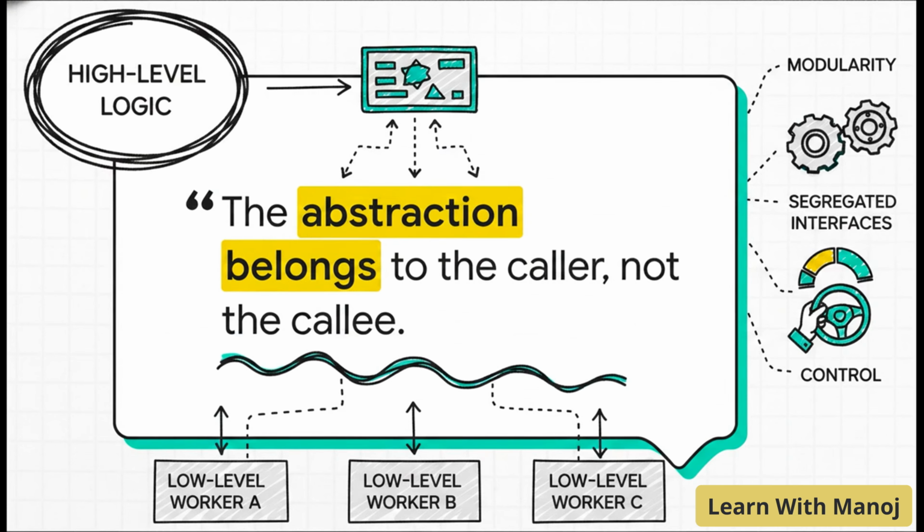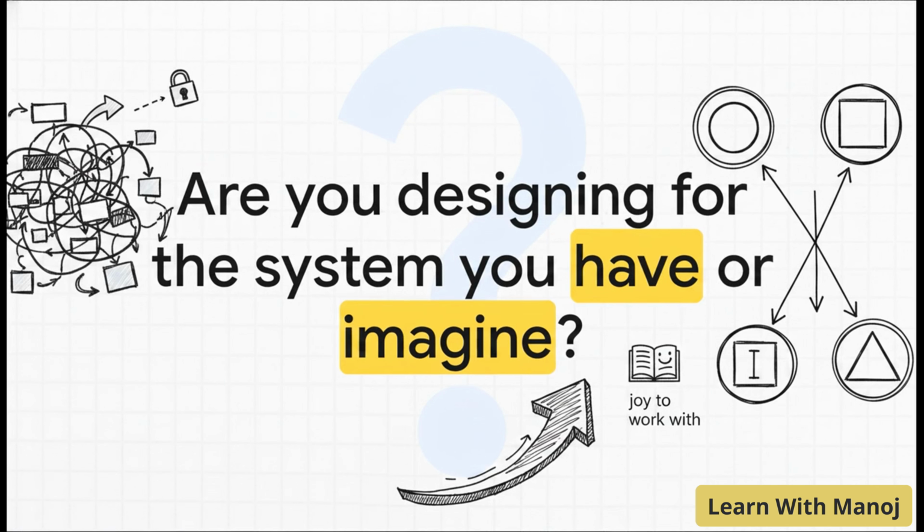Let's bring ISP and DIP together for our final and, honestly, arguably most important takeaway. This is the absolute mic drop rule of dependency inversion. The abstraction belongs to the caller, not the callee. Think about it. If the low-level implementation dictates the shape of the interface, you haven't inverted anything. You've really just disguised the coupling. To truly invert the dependency, the high-level policy module, the caller, must define, shape, and own that interface based strictly on its own needs. So let's wrap up with a final thought.